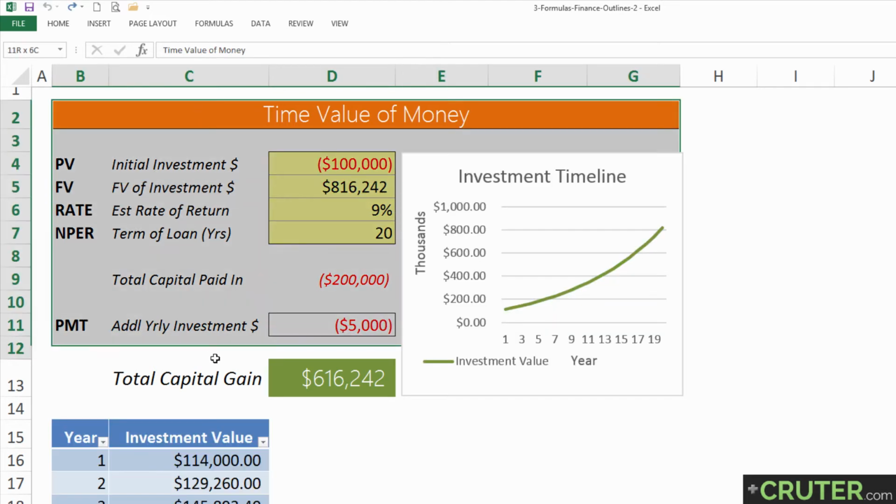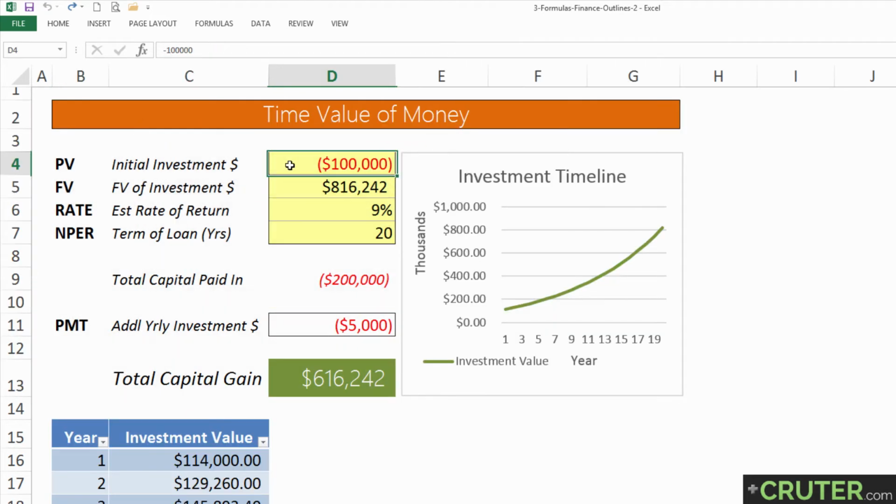So let's first focus on this part right now. As you can see, all of these inputs are the exact same. My initial investment is $100,000. I've hard coded in here my future value of my investment, that I want to have $816,000 when I retire. So this is now an input instead of a calculation. The rate is still 9%. I want to retire in 20 years. Then the payment is even the same. So I'm going to make a yearly payment of $5,000 to be able to have $816,000 in 20 years from today.